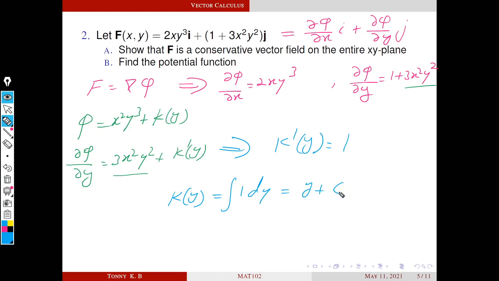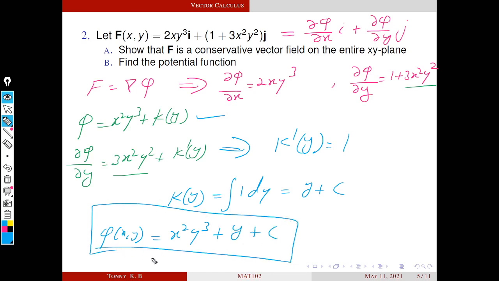Okay, now this c is a number, because here k is a function of y alone. K doesn't depend on x, so the constant of integration is simply a number constant. So by substituting this k of y in this equation, we get phi. So our potential function phi of x, y is equal to x square y cube plus y plus c, where c is a constant. Okay, c is a number. x square y cube plus y plus c.